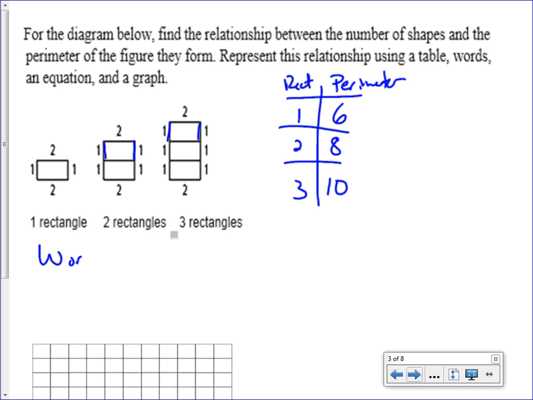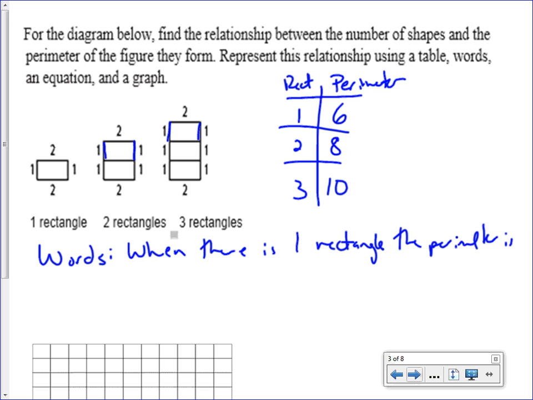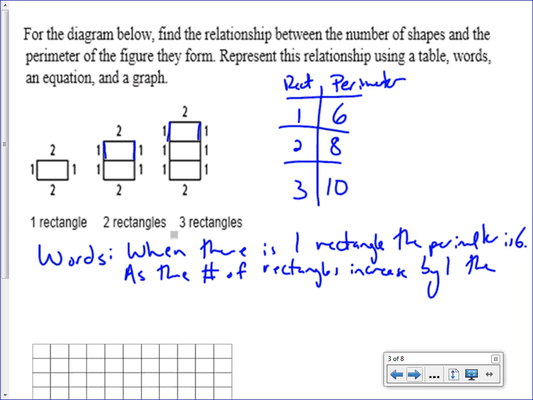If I said in words, what's the relationship here? It should say something like this: when there is one rectangle, the perimeter is 6. As the number of rectangles increases by 1, the perimeter increases by 2. Okay, so that would be in words.